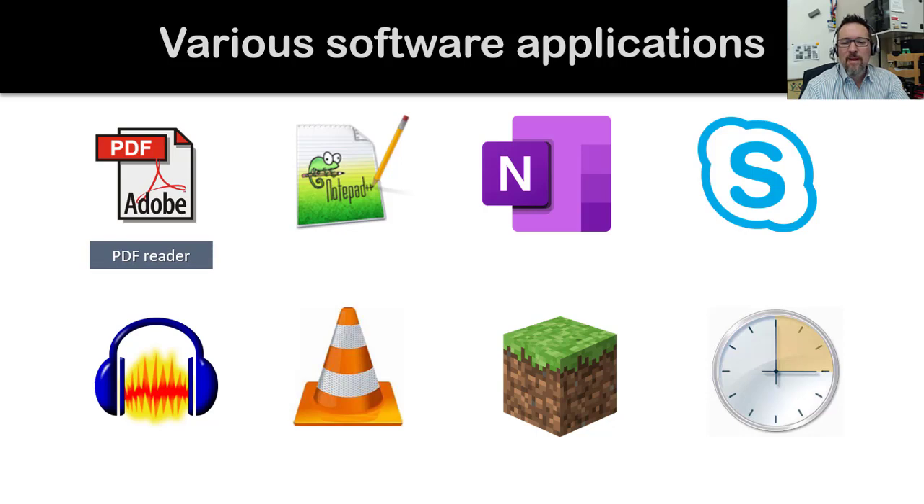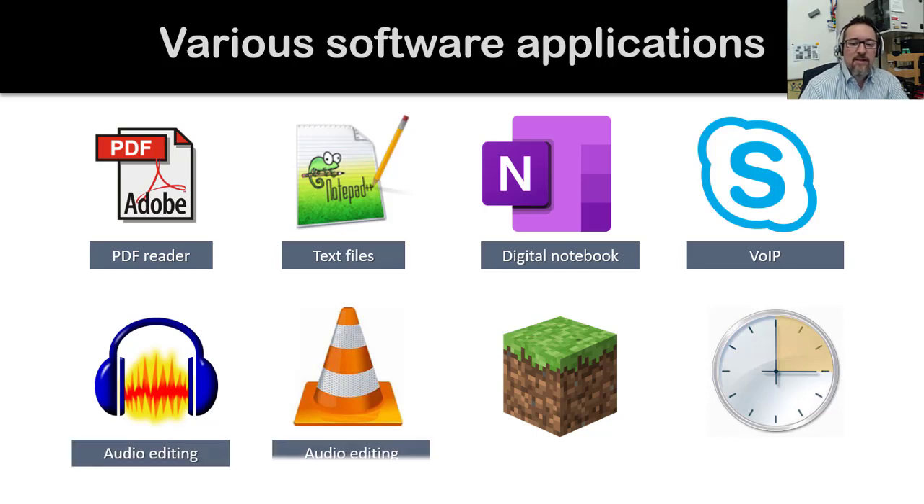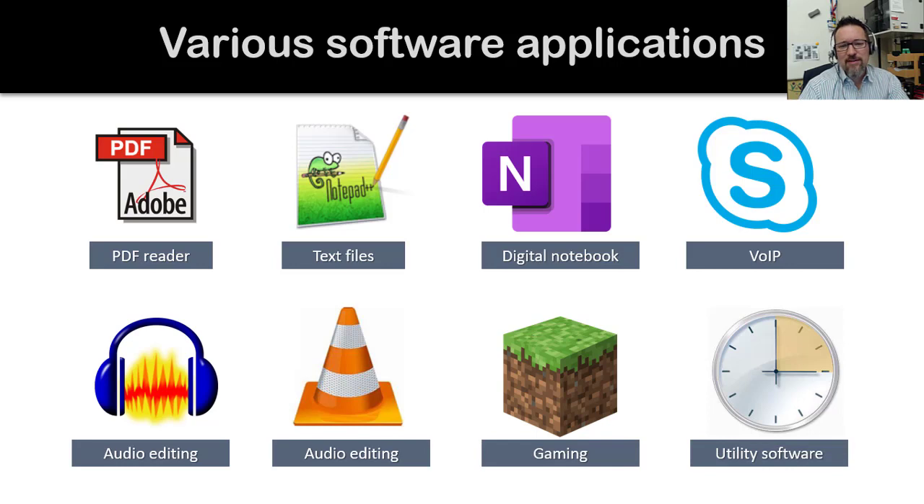So just to recap, we have PDF readers, text file applications, digital notebooks, voice over IP, VoIP. You can say VoIP if you really want to, just sounds funny. Audacity for audio editing. That shouldn't say audio editing, that should say video editing. I'm going to fix that. Gaming and utility software.